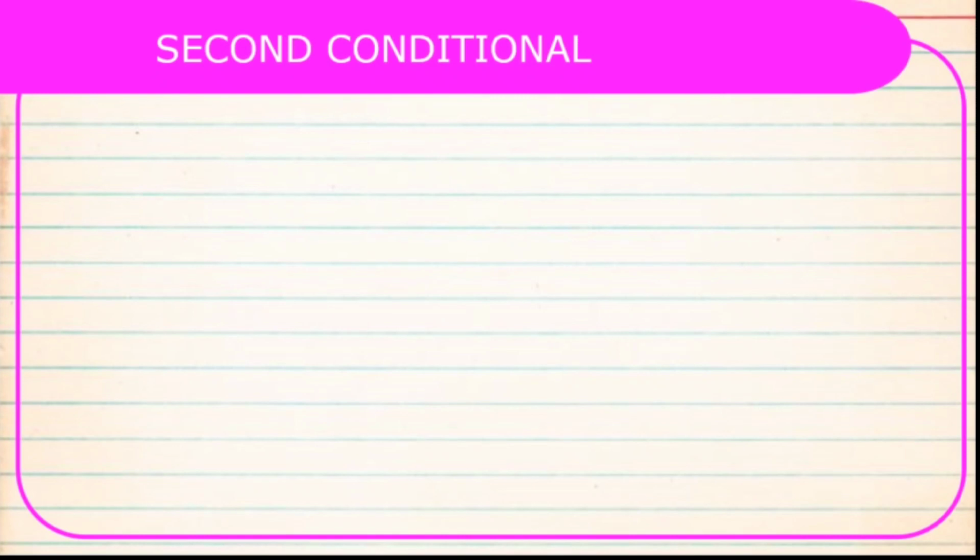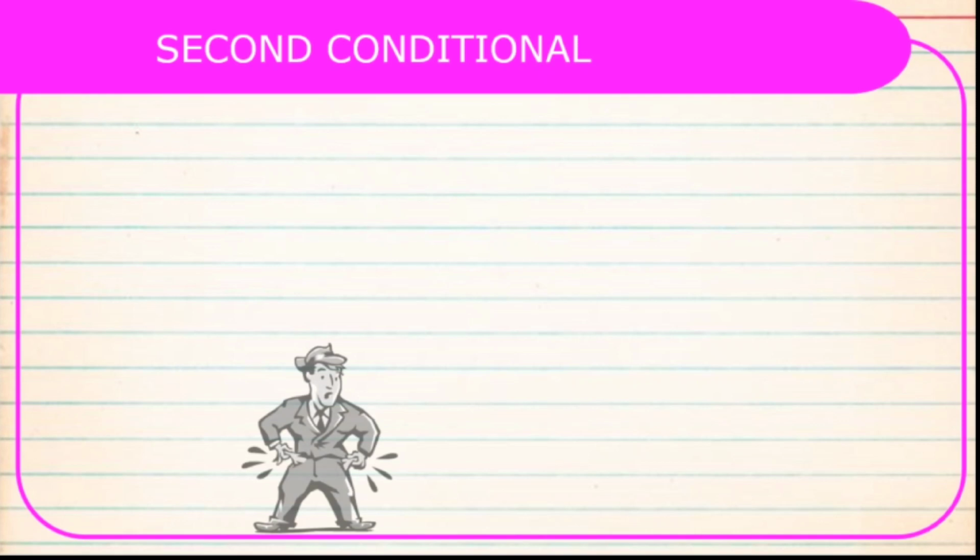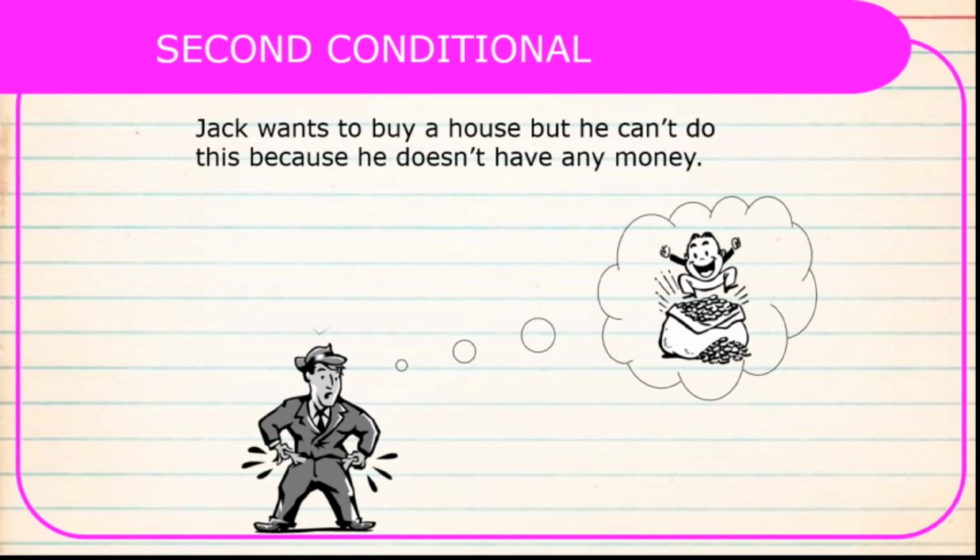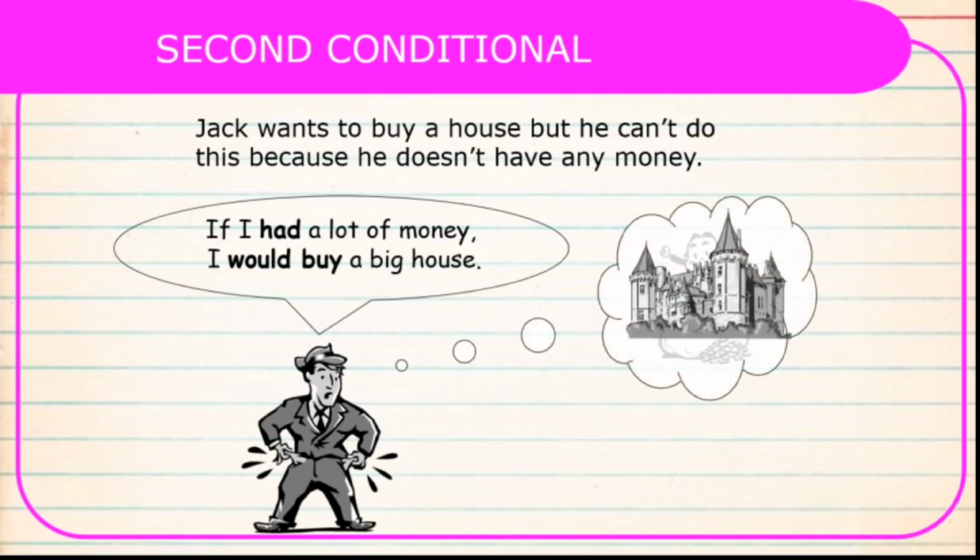Let's move on to the next one, which is the second conditional. Let's have first this situation. Jack wants to buy a house, but he can't do this because he doesn't have any money. If I had a lot of money, I would buy a big house. This sentence explains that only if he had the money, he would buy a big house. But reality says that he doesn't have the money. So will he be able to buy a big house? Of course not. So we can see that this sentence expresses a situation which is not possible to happen.